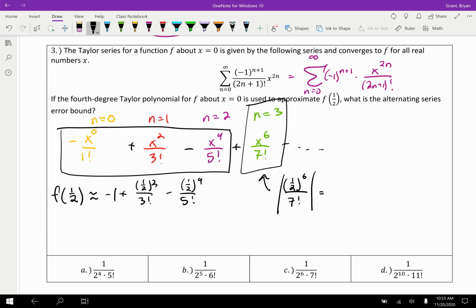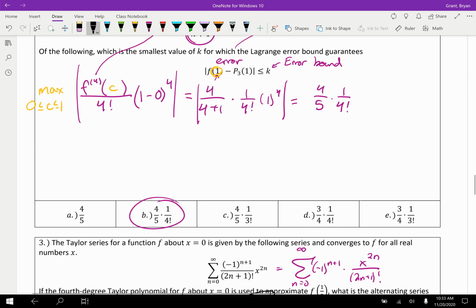So if we evaluate this guy, everything's positive, so I'm not worried. 2 times 2 is 4, third 2 is 8, fourth 2 is 16, fifth 2 is 32, sixth 2 is 64. So 1/64th, oh, they just left it. I should have looked down here. So this becomes 1 over 2 to the 6th times 1 over 7 factorial. And so with the alternating series error bound, it's very easy. You just take the next term, you evaluate it at whatever you evaluated the series at. This is the most that you can be off by.